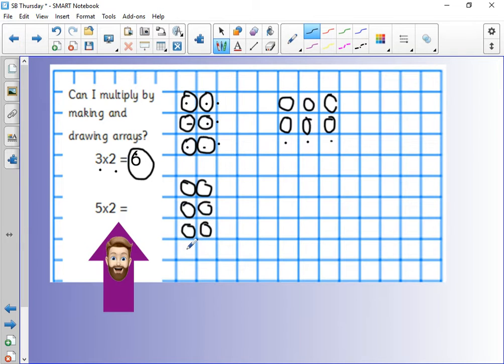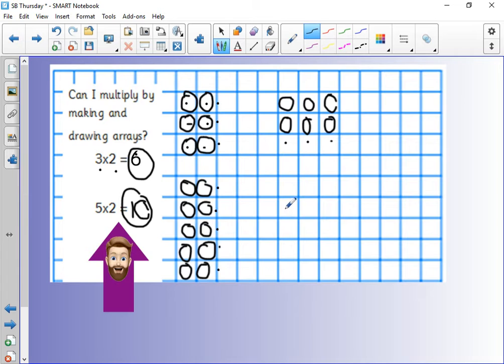Third row, 3 groups. Fourth row, and fifth row. Okay, I've not finished yet because I've got to work out the answer. And to work out the answer, I've got to count them all up in twos. 2, count with me, 4, 6, 8, 10. So the answer is 10.